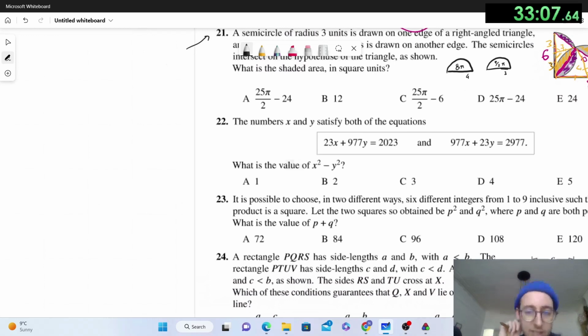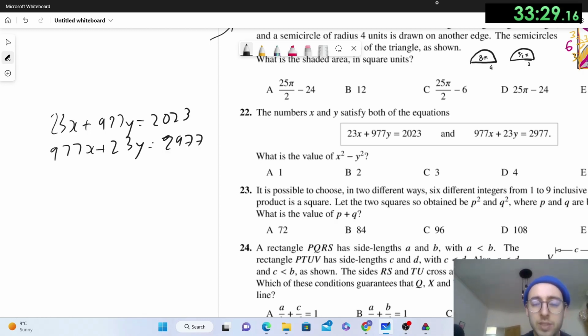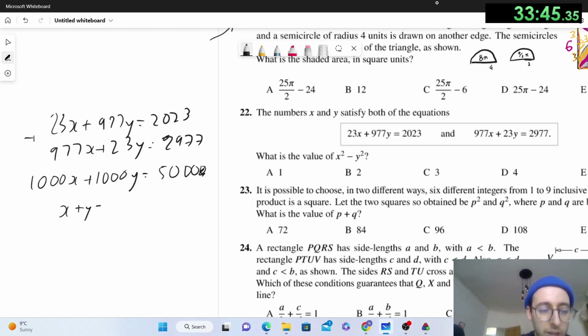Okay, the numbers x, y satisfy these equations. This one I've also seen before because my students asked me about it, but I know how to do it straight away because it's one of my faves. This is such another math challenge classic. So we're doing a mixture of the simultaneous equations adding thing that we did earlier. If I add them up, I get 1,000x plus 1,000y equals 5,000. So x plus y equals 5.